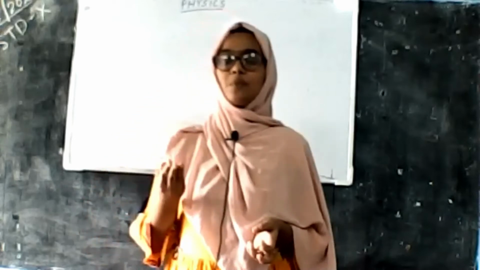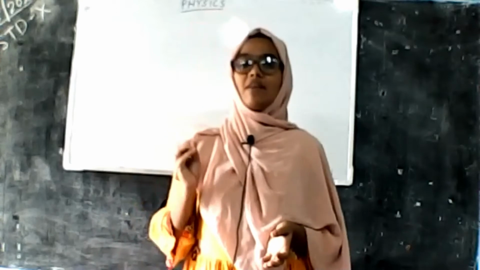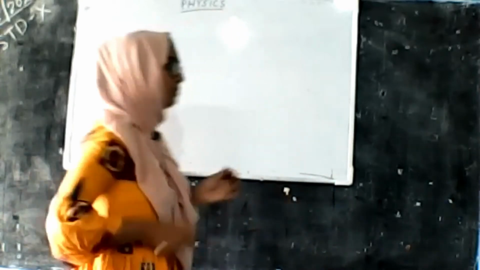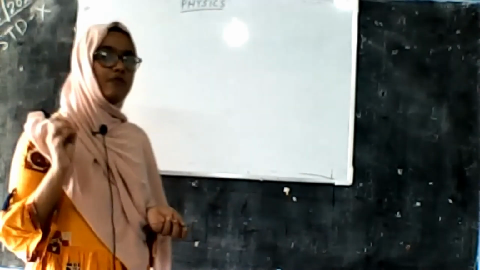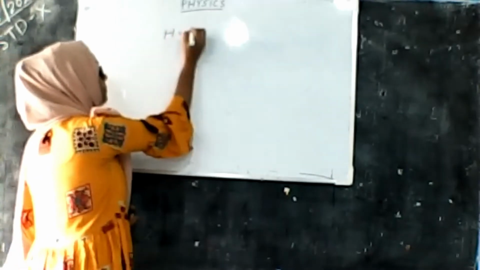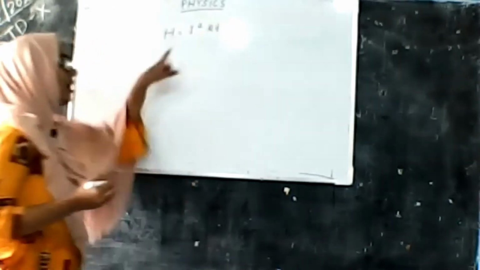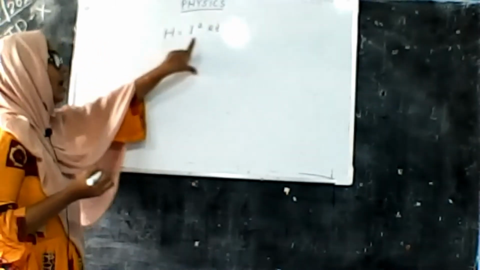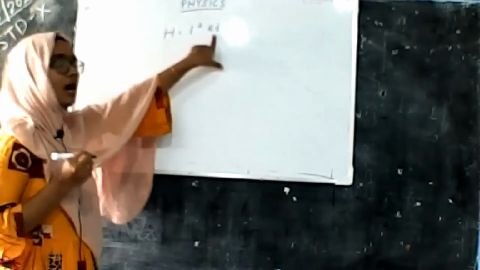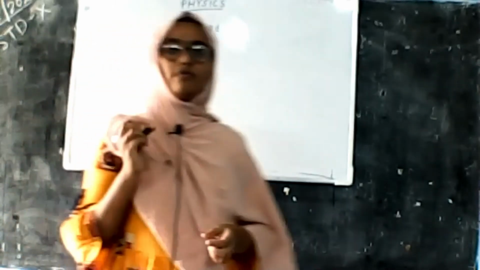From this experiment we conclude that Joule's law has the expression H is equal to I square RT, which we discussed in the previous class. Here H is the heat energy, I is the electric current produced in the conductor, R is the resistance of the conductor, and T is the time of flow of current.